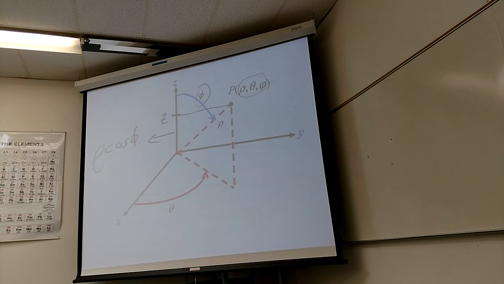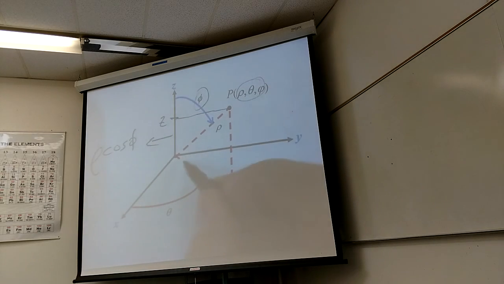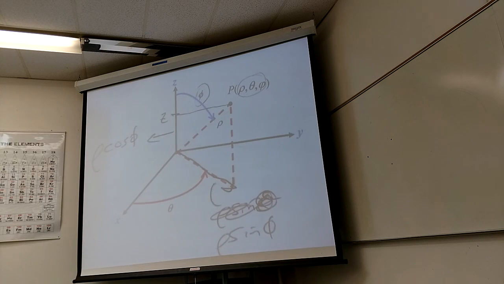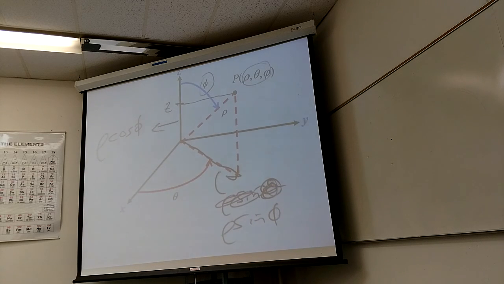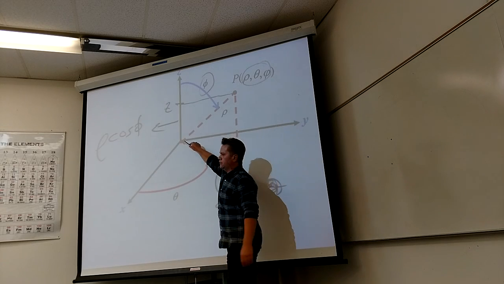That was your climbing or descending for your submarine. And then what's left over to be here? What's this going to be? If that's rho cosine phi, this must be rho sine of phi. Rho sine of phi. And that is an expression for how long this shadow is, right?